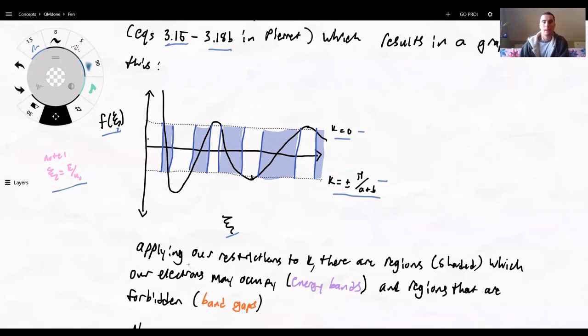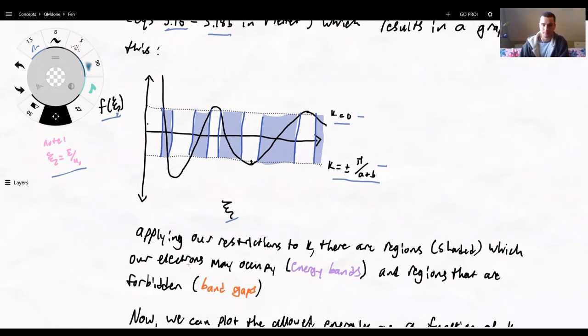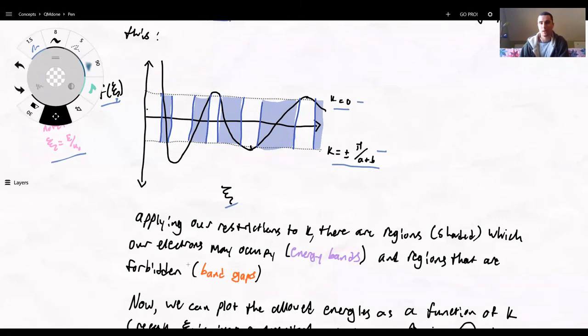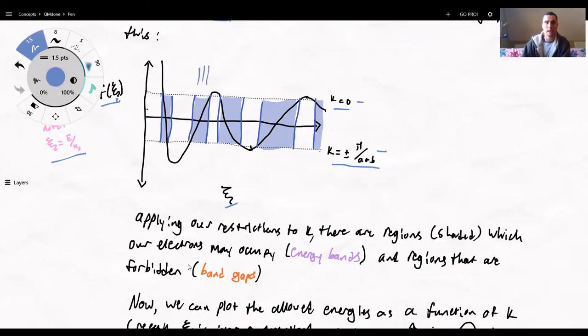Our electrons can only occupy these certain bands. Notice that they're more or less continuous here, so they're not individual lines. They're actual bands of energy. And there are areas where they cannot be. So we call the shaded regions here energy bands, and we call the regions that are not shaded band gaps.